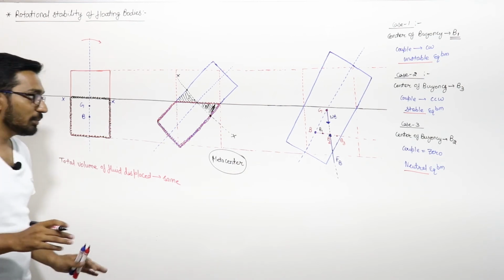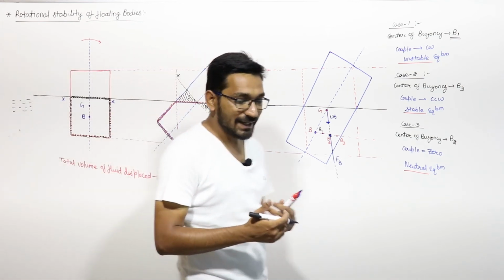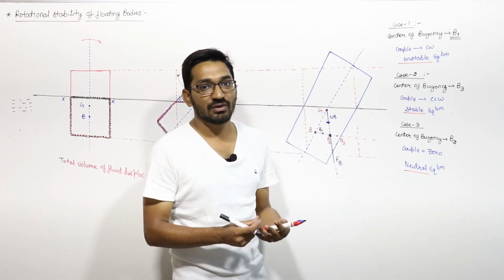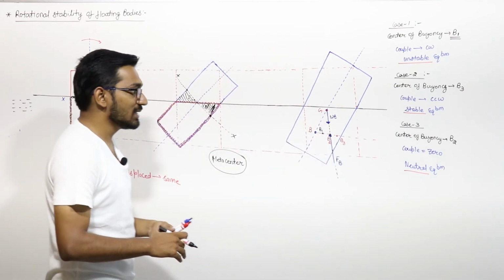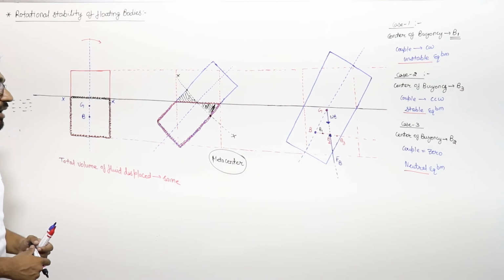Right? I hope you understand why you need a meta-center in case of partially submerged bodies to specify the state of equilibrium.